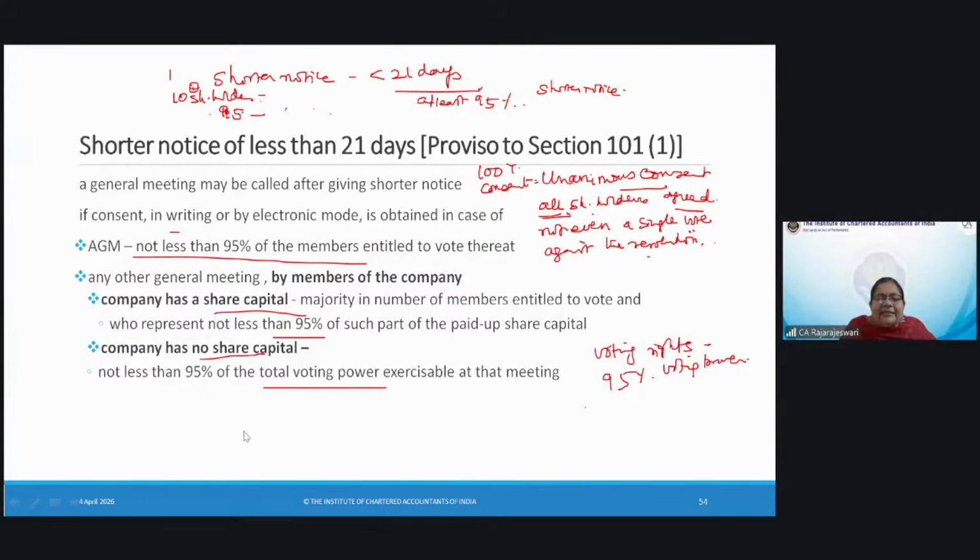If 96% accepted, yes, they can hold the meeting. They can very well do the meeting. No issue. If 96% have consented. Minimum is 95%. That is the concept.